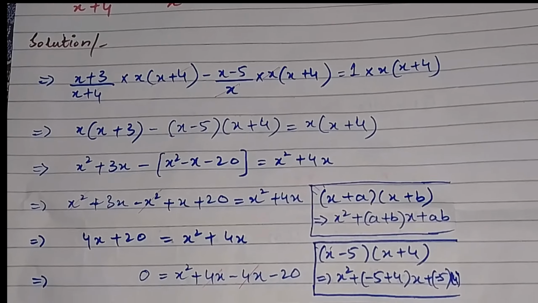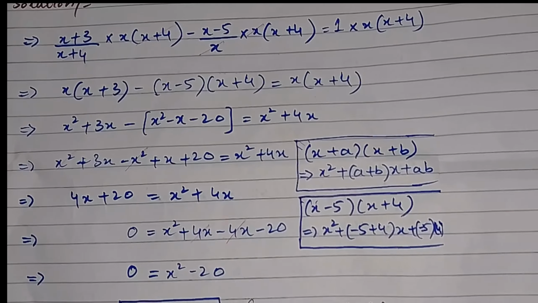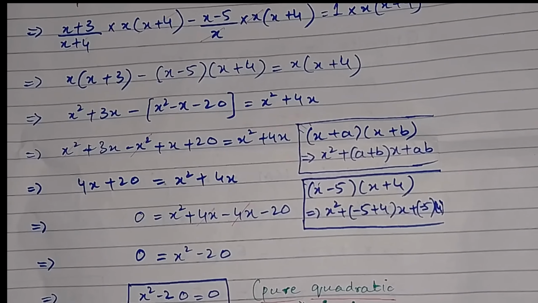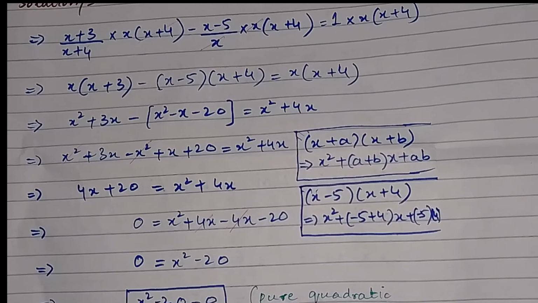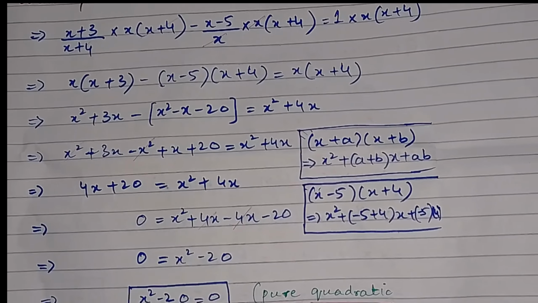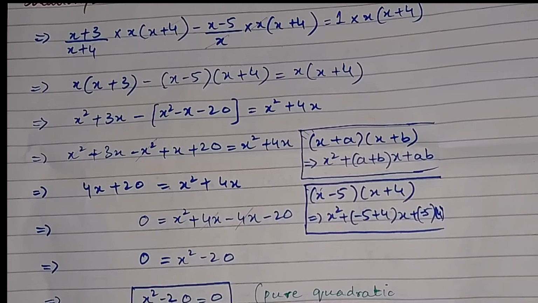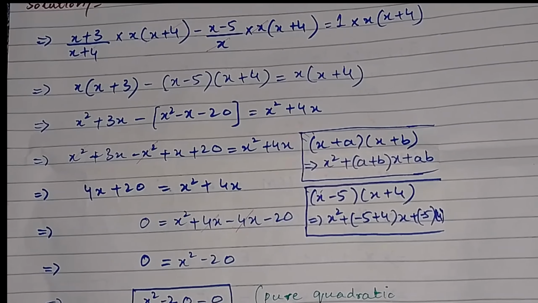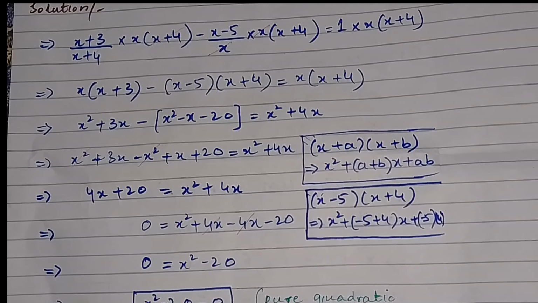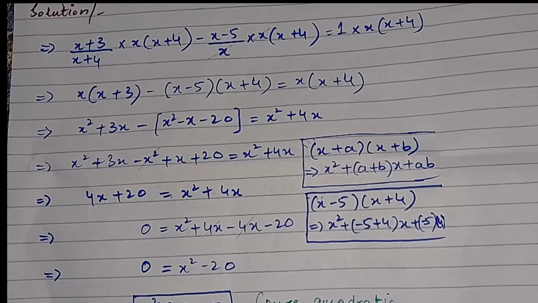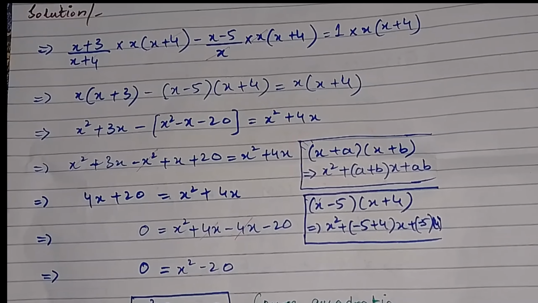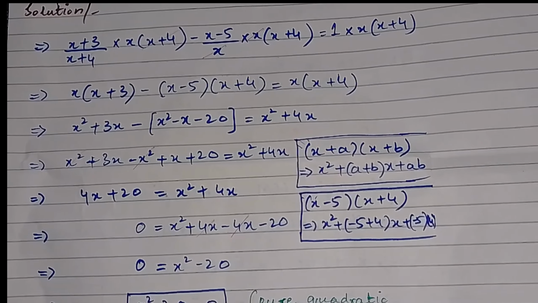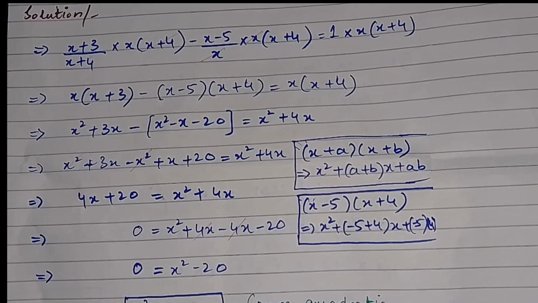Means firstly you have to add the coefficients, then multiply it with the variable x, then you have to multiply both constants. Like I solved it, minus 5 plus 4 becomes minus 1, multiplied with x, it becomes minus x, then minus 5 will multiply with 4, it becomes minus 20. So the whole expression will become x square minus x minus 20, and on that side x will multiply with x plus 4, it becomes x square plus 4x.